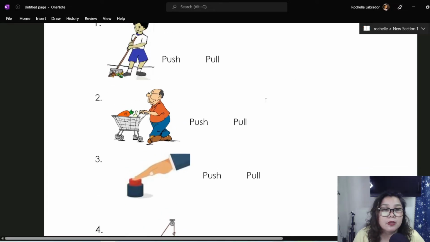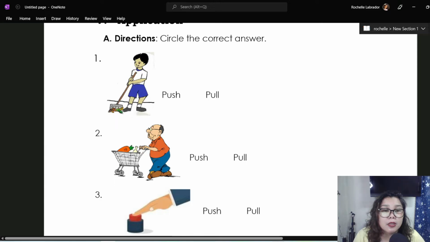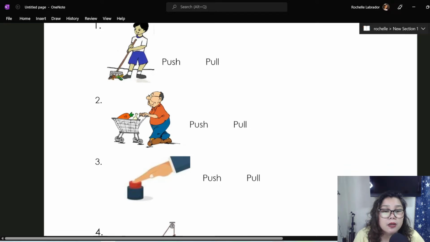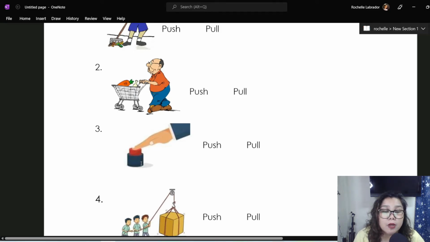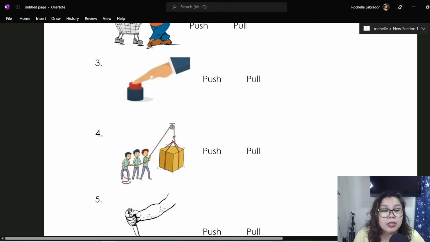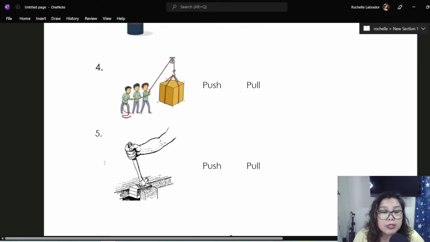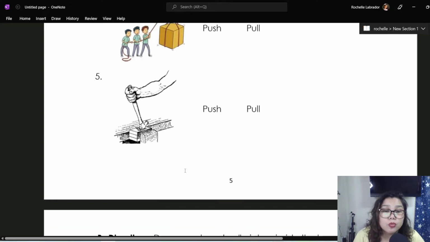Number 1, the dried leaves are collected by using a rake. Ito naman, a man with a grocery cart. Next one, a button. Tama, button to turn it on. So what do you do? Next naman, ito. So that this big box can be moved upwards. Look at these three people. What do they do? Is it push or pull? Next, ito naman, to remove the nail, what force does it apply? Is it push or pull?